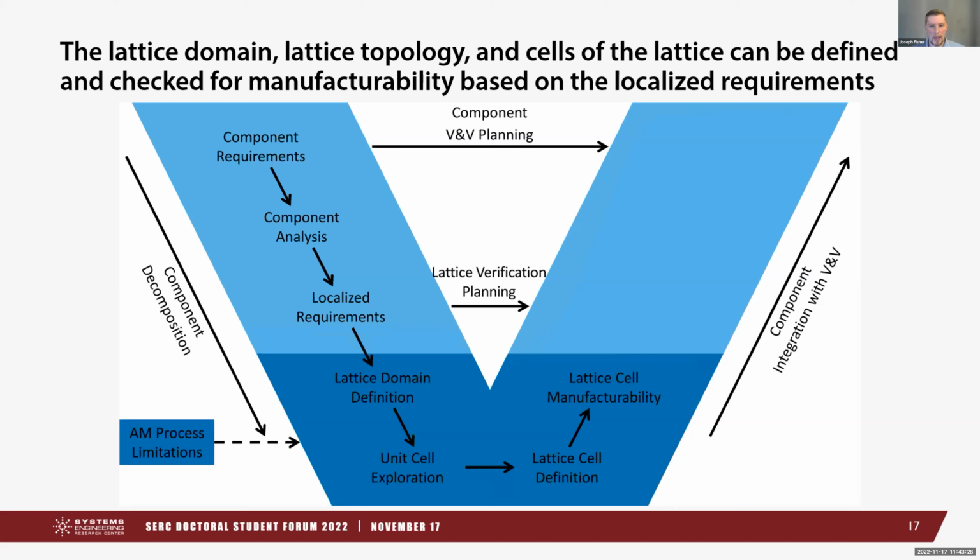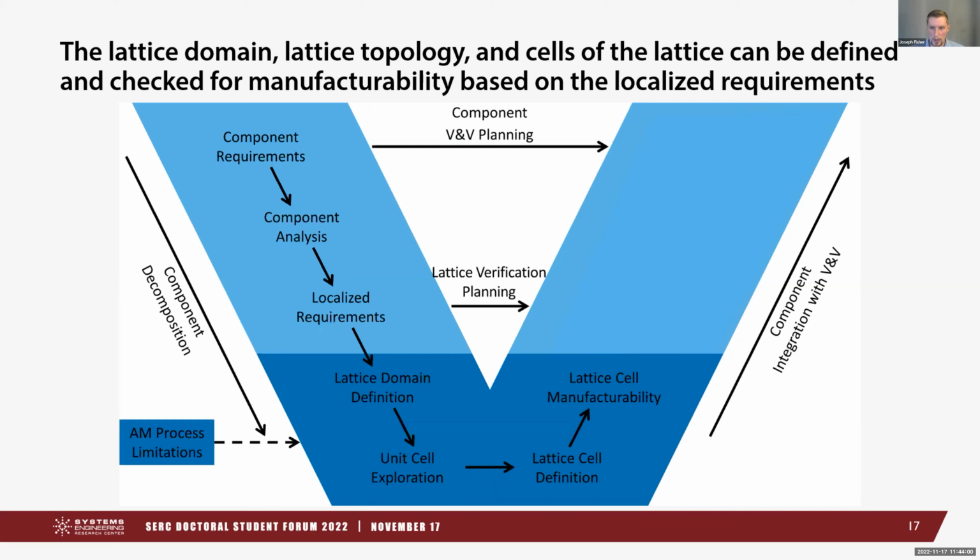Second, we have the actual implementation. So you're going to define the lattice domain based on the localized requirements. So you're determining, where can I put lattice? Where does it need to be solid? Either based on what the requirements say or what performance is needed from the lattice. Next, you'll use the range of properties you need to determine what unit cell you're going to actually implement. And then finally, in the lattice cell definition, you map out your cells and you propagate them through space.